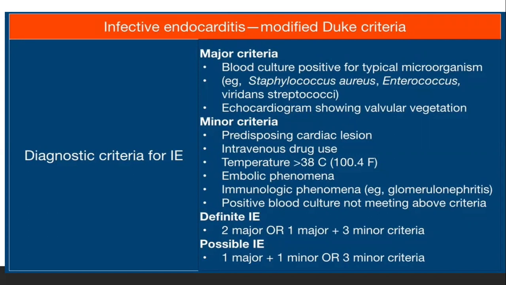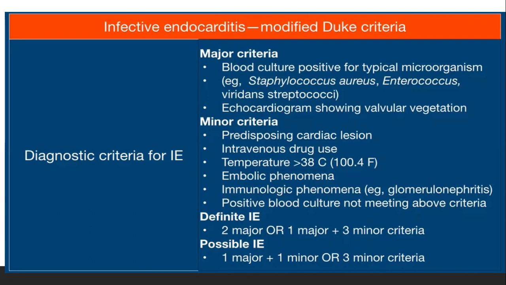If any 2 of these cultures grow the typical organism, it is positive. Echocardiogram showing valvular vegetation is a major criteria. New onset regurgitation is a criteria. The minor criteria is predisposing cardiac lesion, so presence of MS, presence of a VSD, all these are minor criteria. Intravenous drug abuse is a minor criteria. Fever is a minor criteria. Embolic phenomenon, this is a question: some phenomena like Roth spots, splinter hemorrhages, these are embolic phenomena.